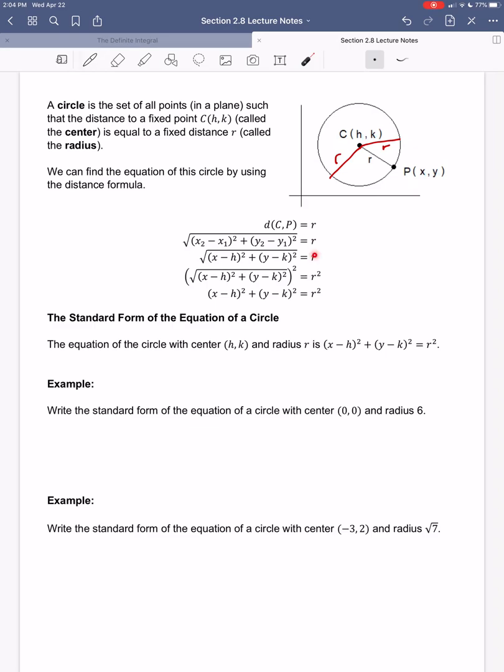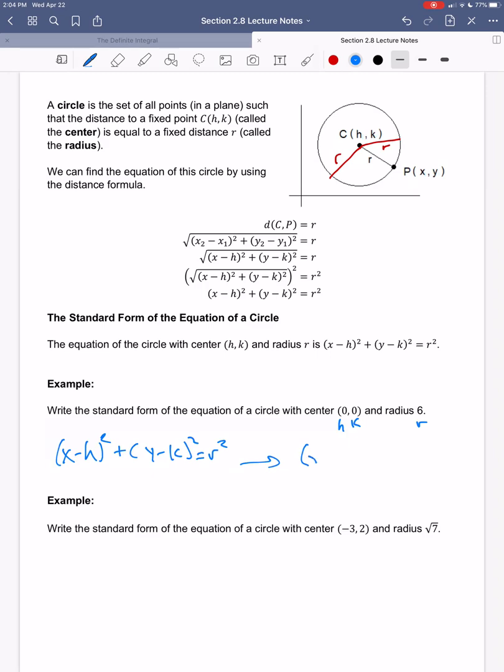My radius is r. I square both sides, and I get this equation here, which we say is standard form of the equation of a circle. Okay, so this is a very common form that we're going to use. So the easiest types of problems here, these next two examples, just write the standard form of the equation of a circle with center 0, 0 and radius 6. So that's my h and my k, that's my r. So x minus h squared plus y minus k squared equals r squared.